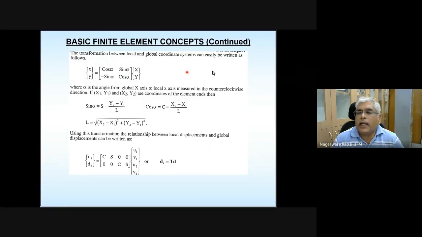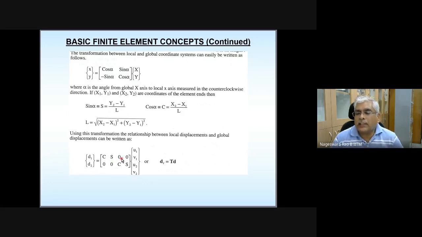So if you agree with that, D1 can be written like this. D1 is C times U1 plus S times V1, okay? And I want to write D1, D2 together, that's why I'm writing it. It is 0 times, it is not going to have any contribution because 0 is there. Similarly, D2 is C times U2 plus S times V2. Any questions here in this relation?